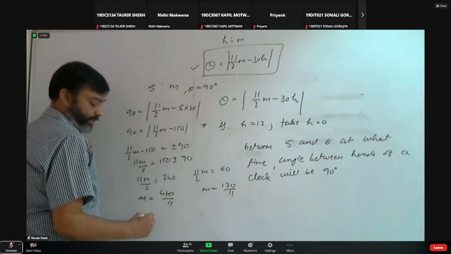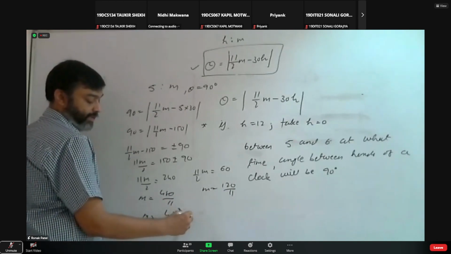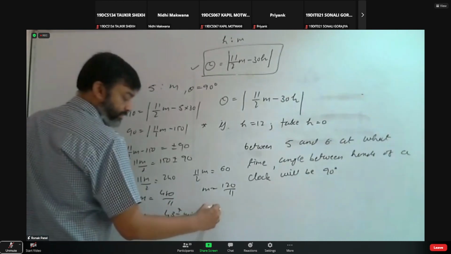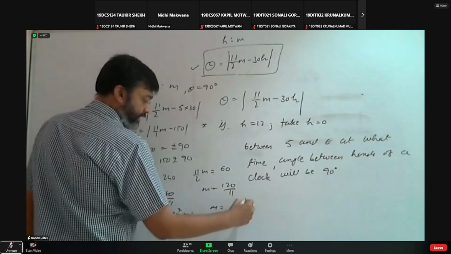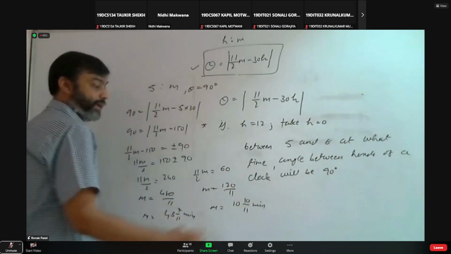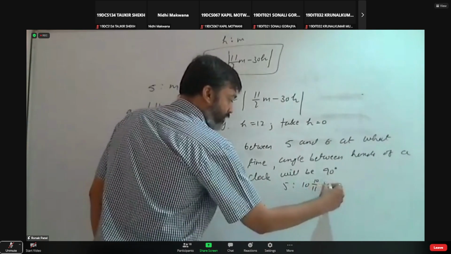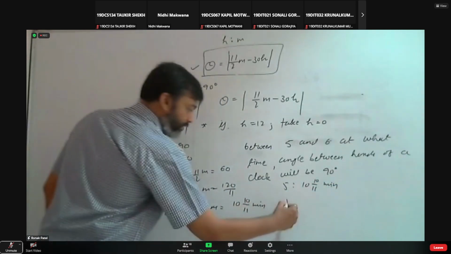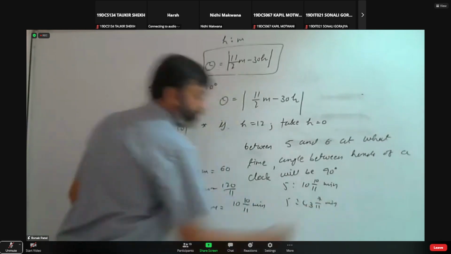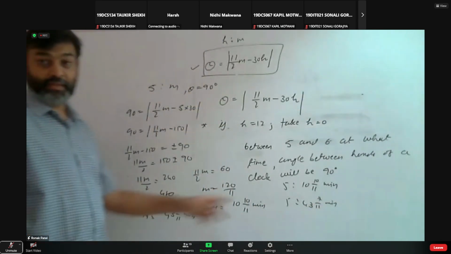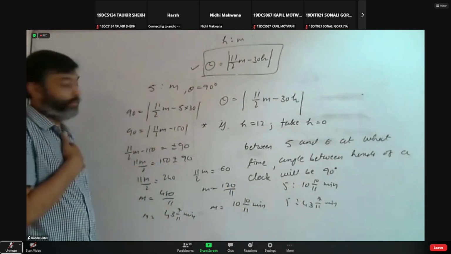So 480 by 11: 11 fours are 44, 11 threes are 33. This answer will be in fraction, right? So that means there are two times. One is 5 hours 10 10/11 minutes, and the second time will be 5 hours 43 7/11 minutes. These are the two times at which the angle between the minute and hour hand will be 90 degrees. Hope you understood, right?